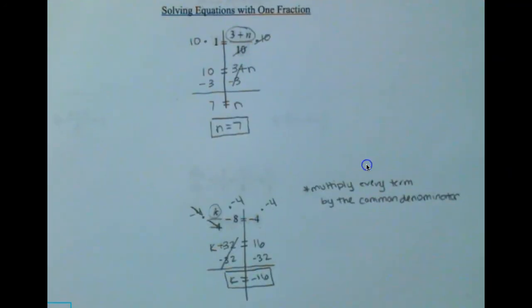So that's the kind of work we do when we're solving with just one fraction. You really need to multiply by the denominator. Okay, that's the key here. Multiply every term by the denominator. And notice that I showed that work. I showed that times negative 4 by every single term in the equation.